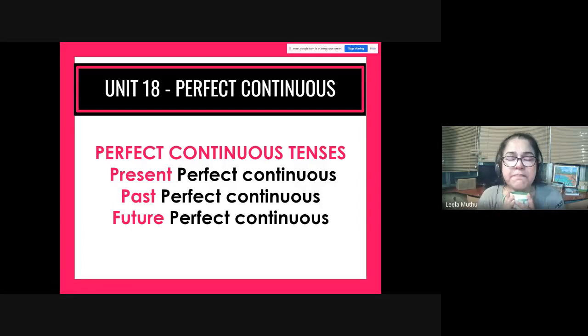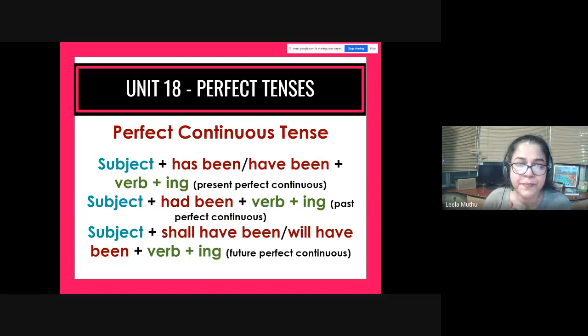I'm just going to use a simple past now. I've finished my cup of tea. Simple past. Now, let's go to continuous tenses, the perfect continuous tenses. So perfect continuous tense has a formula. You have the subject, has been or have been, plus the ing form of the verb.